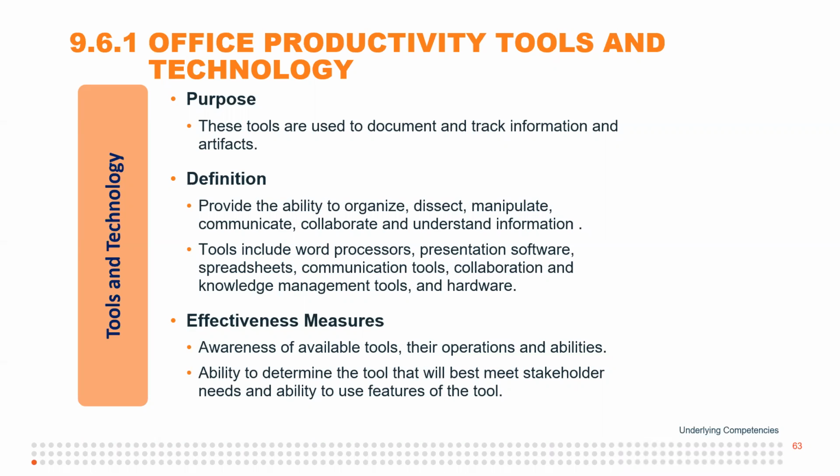So this includes things like word processing software such as Word, presentation software like PowerPoint, but also there's open source ones as well, spreadsheets, communication tools, collaboration and knowledge management tools, and hardware as well. So effectiveness measures are, is the BA, which is you, aware of the available tools and their operations and abilities, and what they're most useful for, and then ability to determine the tool that will best meet stakeholder needs, and ability to use the features of the tool. So do you actually understand it?